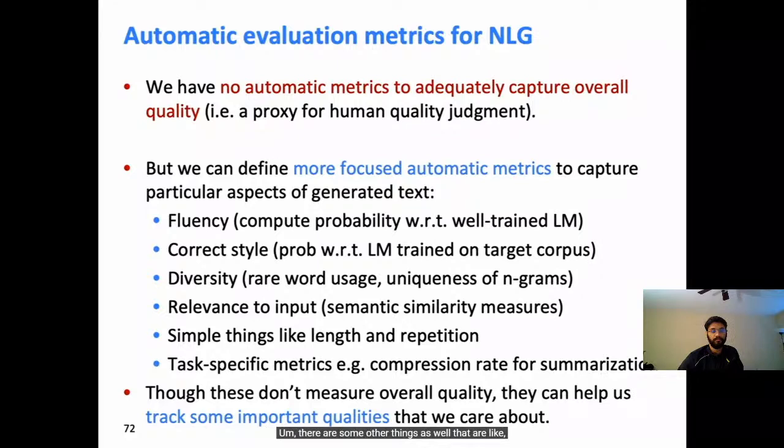There are some other things as well, like diversity, and you can count that pretty easily by just having some statistics about how much you're using rare words. Relevance to input, you can compute a similarity score with the input. And there are just some simple things like length and repetition that you surely can count. And yes, it doesn't tell you the overall quality, but these things are worth measuring. So I think my main point is that, yes, we have a really difficult situation with NLG evaluation. There's often no overall metric that captures overall quality. But if you measure lots of these things, then they certainly can help you track some important things that you should know.